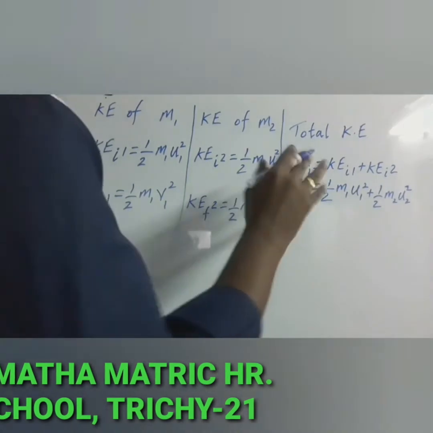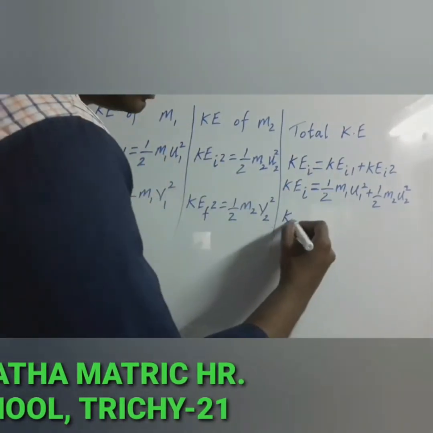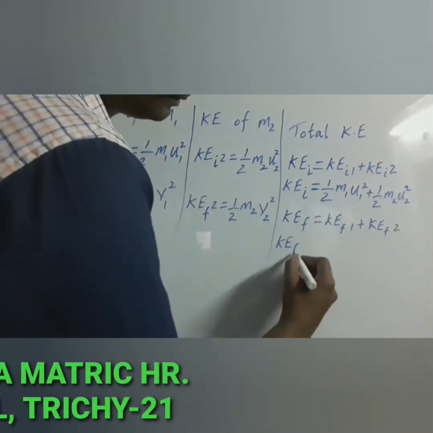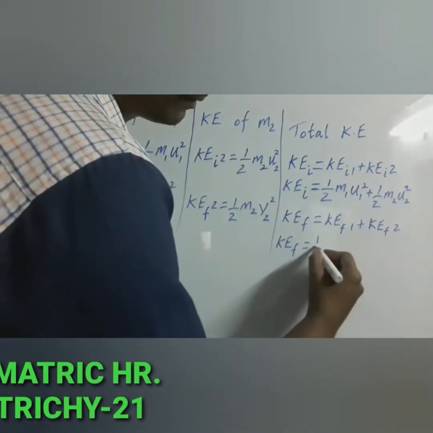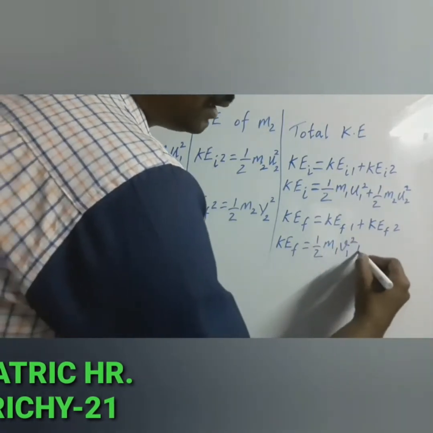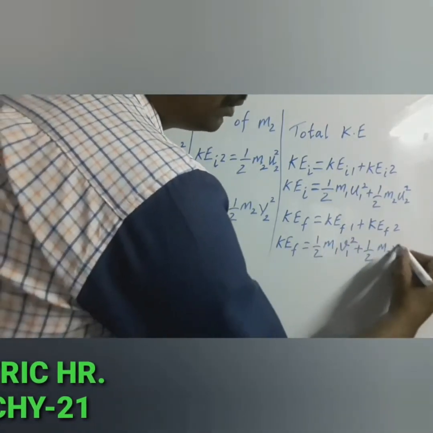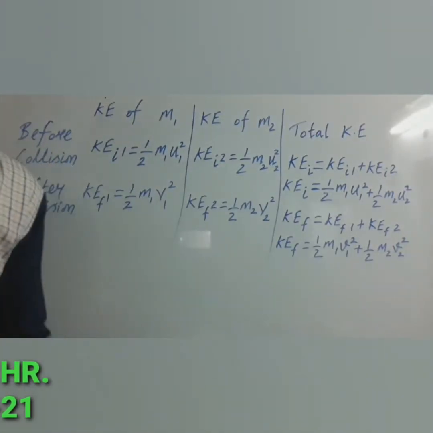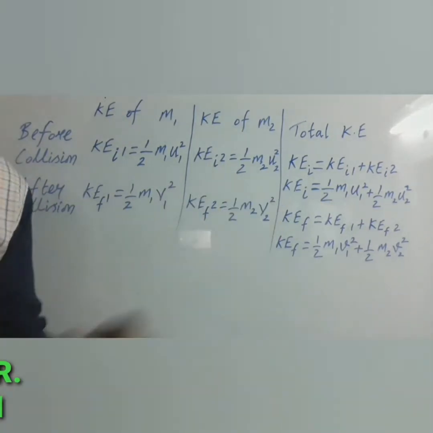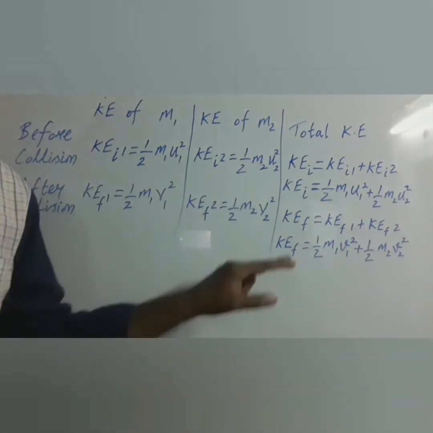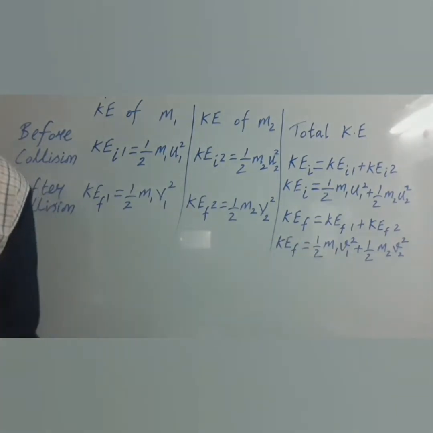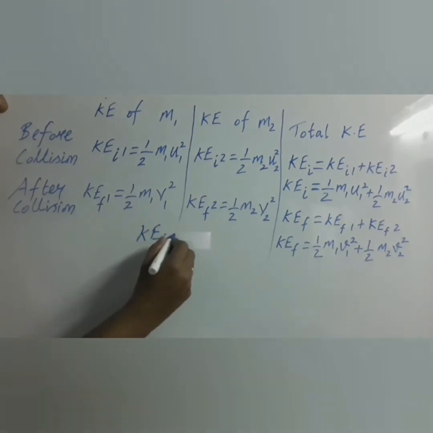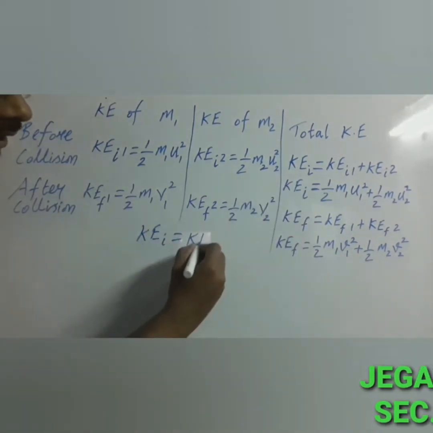Now we can find the total kinetic energy by adding the two values. Substitute the values. 1 by 2 m1 v1 square plus 1 by 2 m2 v2 square. For the elastic collision, the total energy before the collision is equal to the total kinetic energy after the collision. So KEI must be equal to KEF.